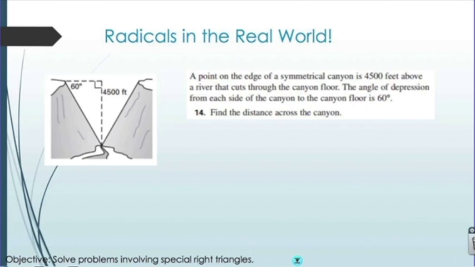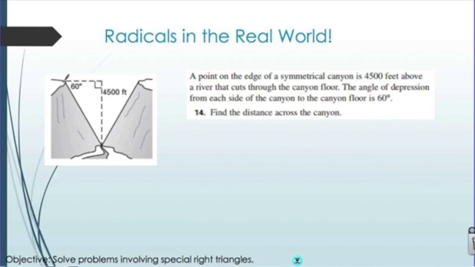All right, back to some more radicals in the real world. A point on the edge of a symmetrical canyon is 4,500 feet above a river that cuts through the canyon floor. The angle of depression from each side of the canyon to the canyon floor is 60 degrees. Find the distance across the canyon.